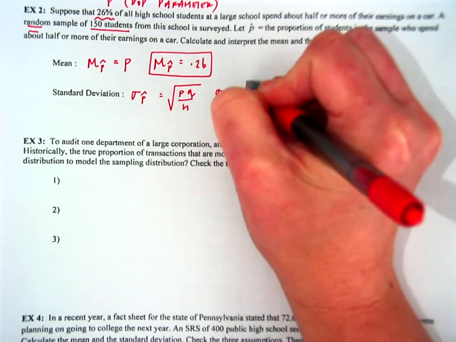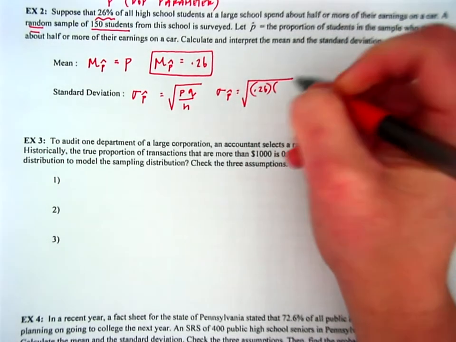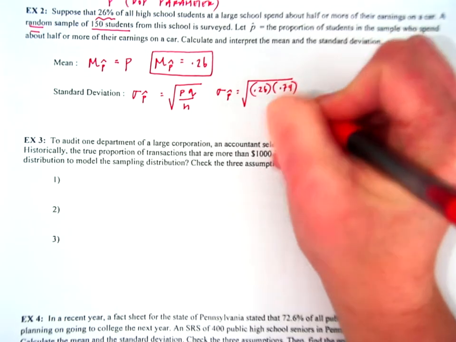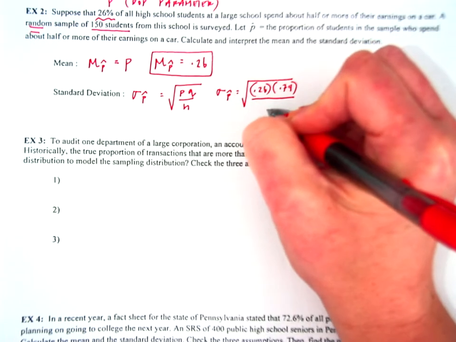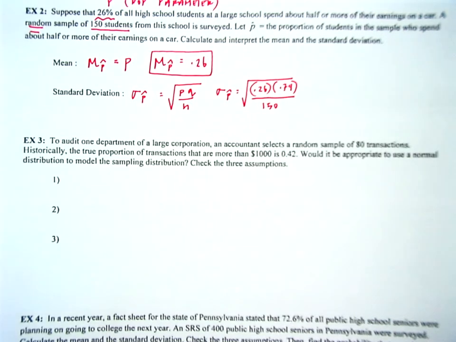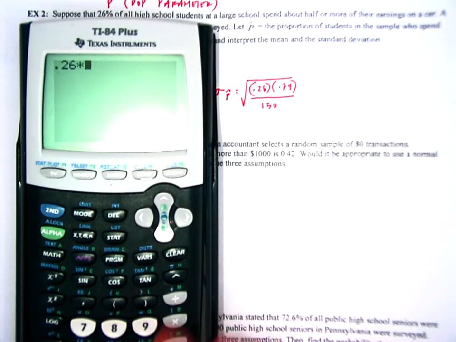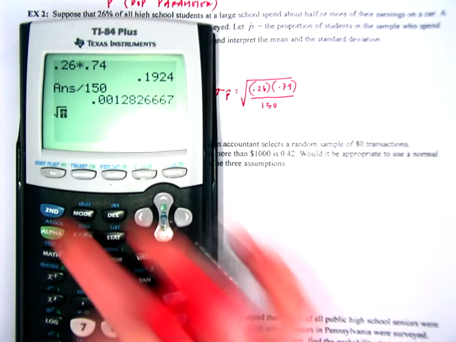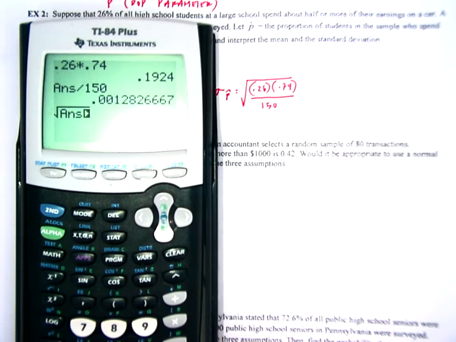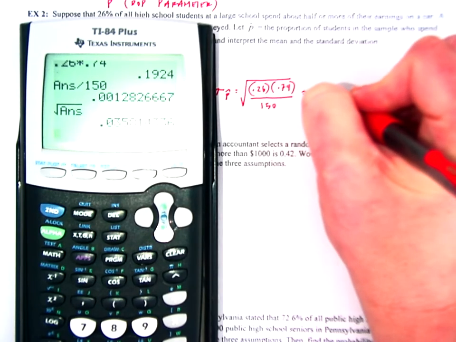Okay, so let me type that in. I have 0.26 times 0.74 divided by 150, and then I take the square root. So I get about 0.0358. My standard deviation will be about 0.0358. I'm just keeping everything in decimal right now. If you left it as a percentage, that would be perfectly fine.